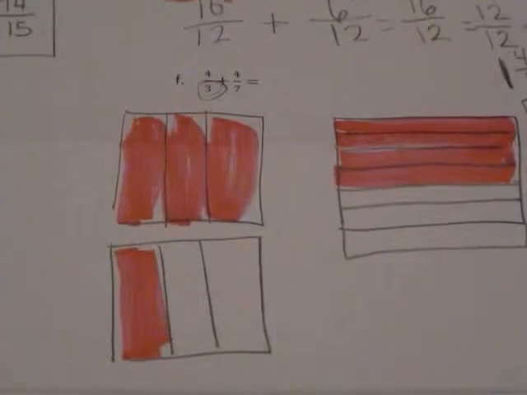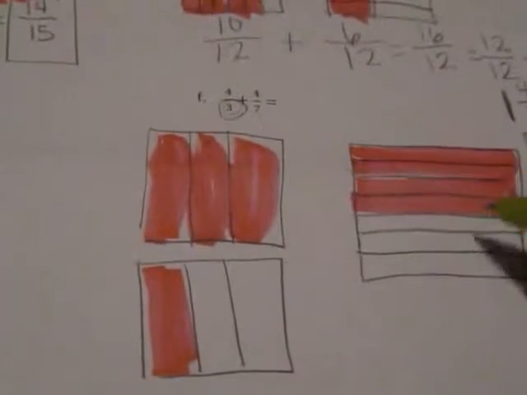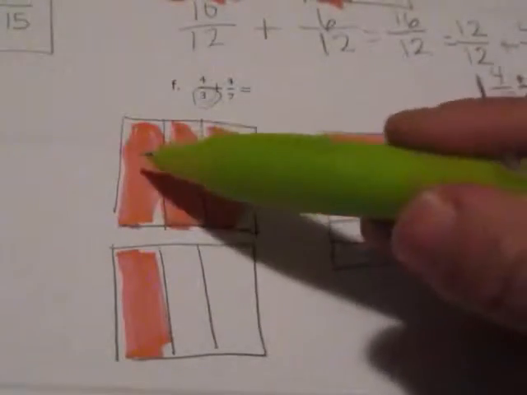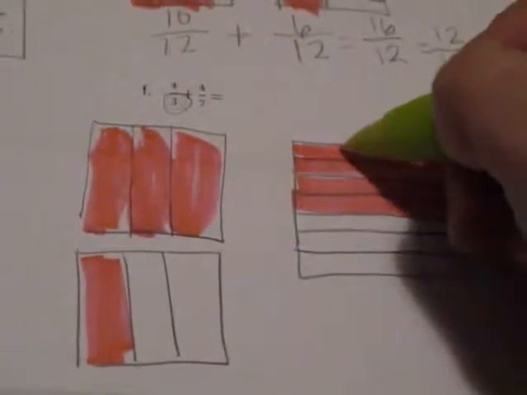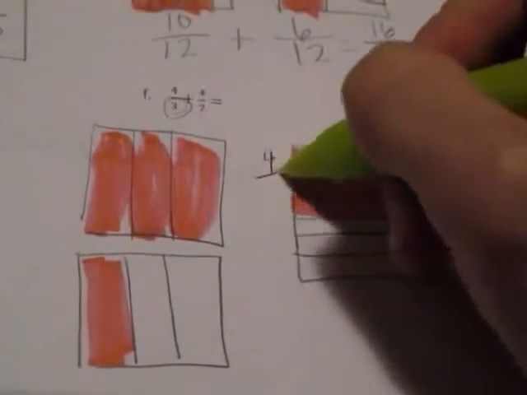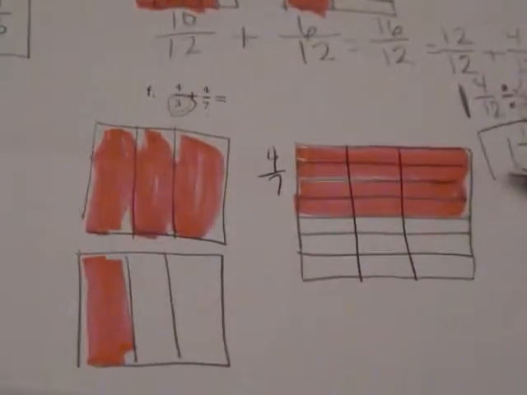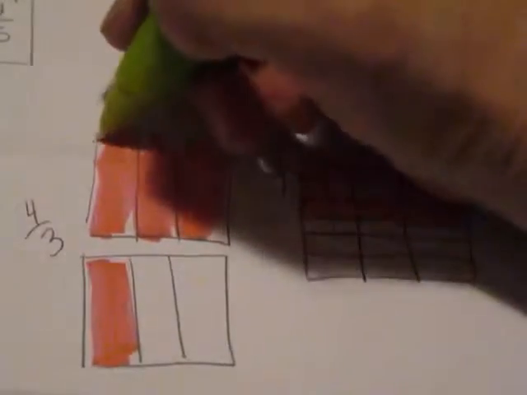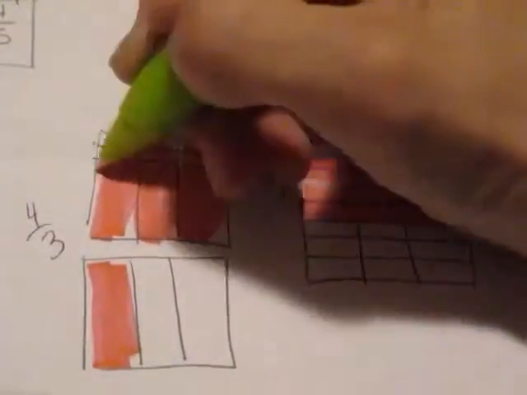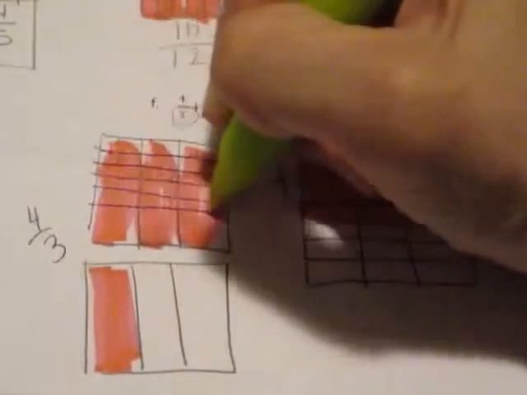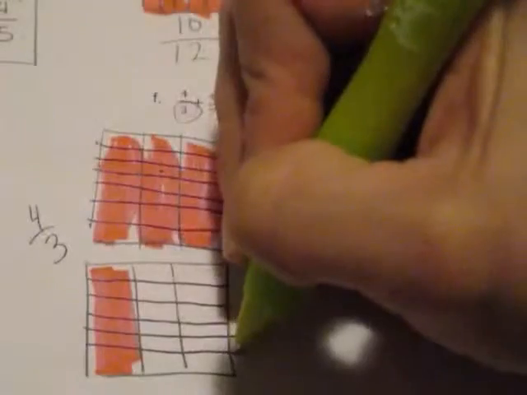Okay, so what we need to do is we need to get the same units in each one. So because 1 whole here was broken up into 3 pieces, I'm going to go ahead and break up this one that represents 4/7 and break that up into 3 pieces. And this one that represents 4/3, I'm actually going to break it up into 7 pieces. But I need to break up each whole into 7 pieces. 1, 2, 3, 4, 5, 6, 7. 1, 2, 3, 4, 5, 6, and then 7.